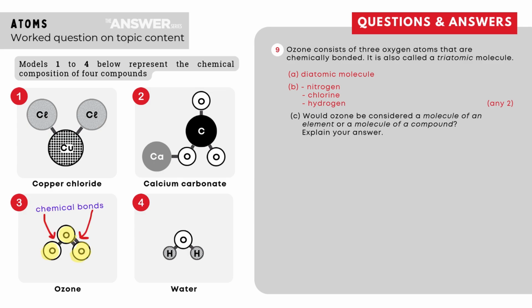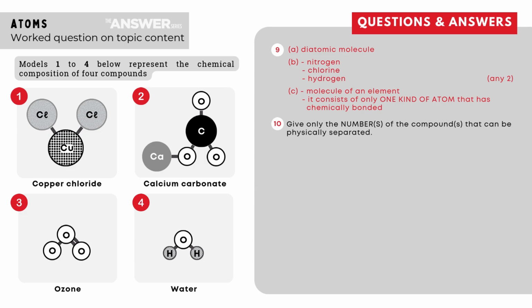So if we look at ozone, we're going to see 3 of the same atoms chemically bonded together. And we know that an element is a pure substance because it consists of repeating numbers of the same atom, whereas a compound consists of different atoms bonded together in a fixed ratio. So this is definitely a molecule of an element, and the main reason is because we can see only one kind of atom. There's only one element present in ozone, namely oxygen.